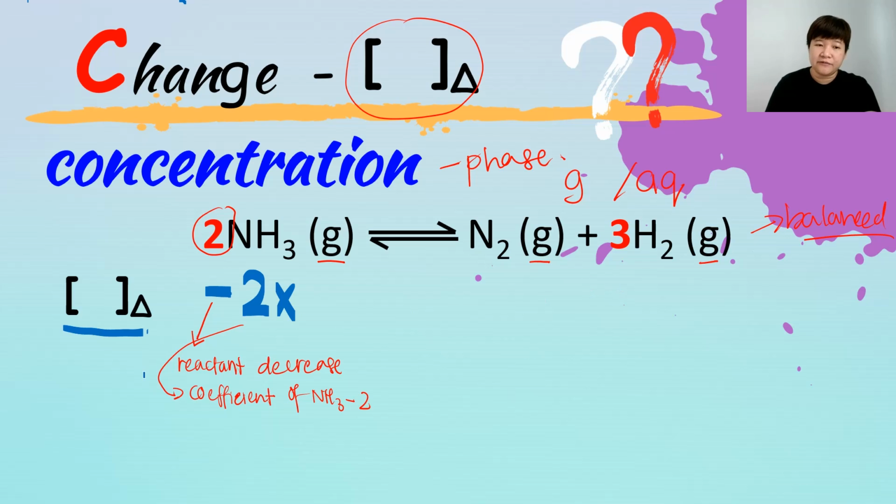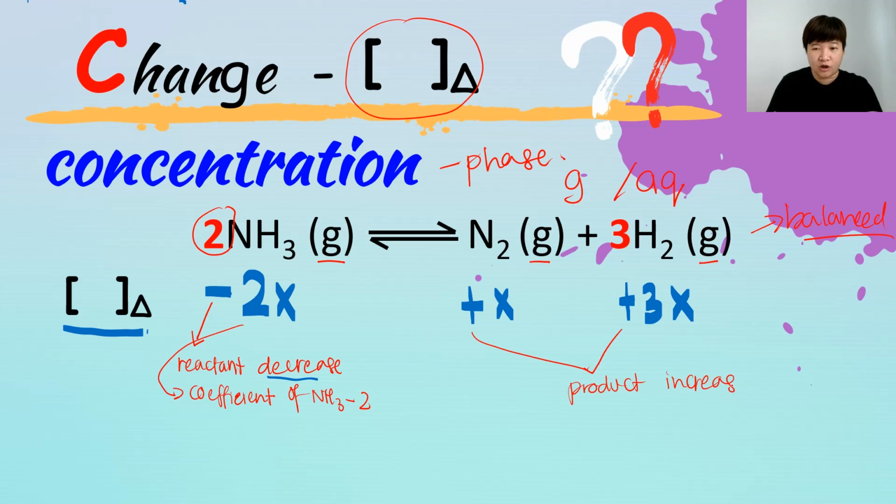Next will be your product. If your reactant is minus because the reactant decreases, what do you think your product will be? Yes, your product will be positive, plus x for nitrogen gas and plus 3x for hydrogen gas. First and foremost, why plus? It's a plus because they are products, and we know that a product will increase along the experiment. So the change that nitrogen gas and hydrogen gas will experience is positive.